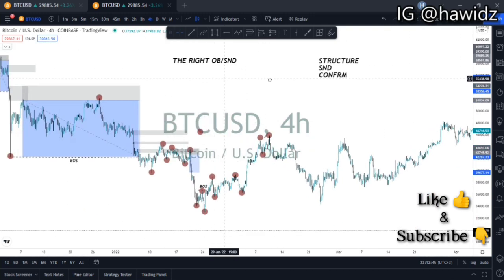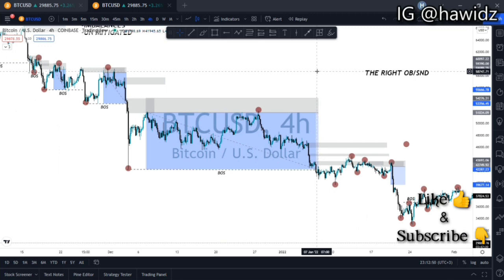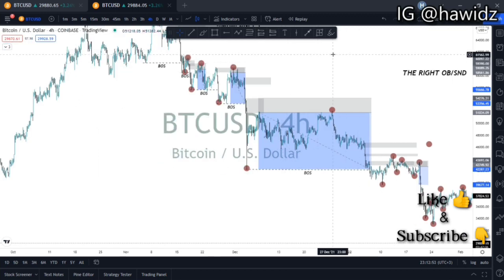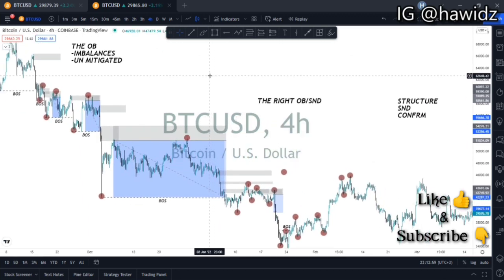So without further ado, guys, I really hope you've gotten something out of this on how to pick out the right order block or supply and demand zone, as we all know them, and how to use them to get the perfect entries that we as smart money traders take.